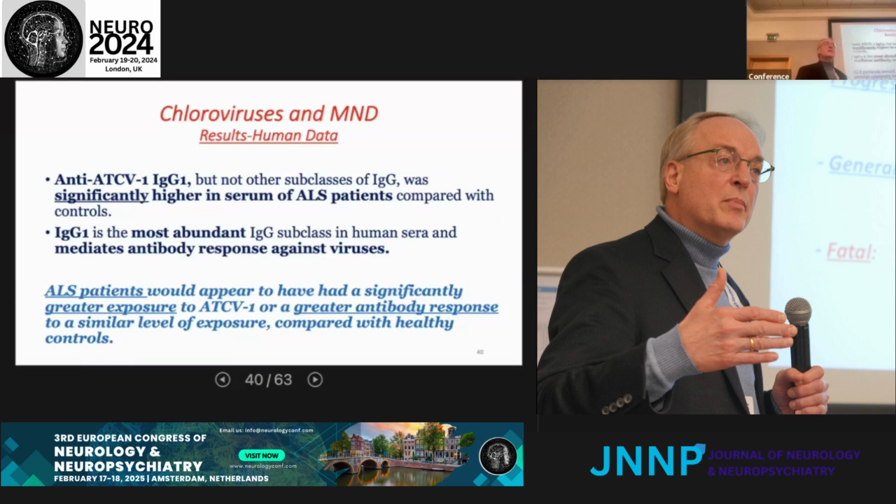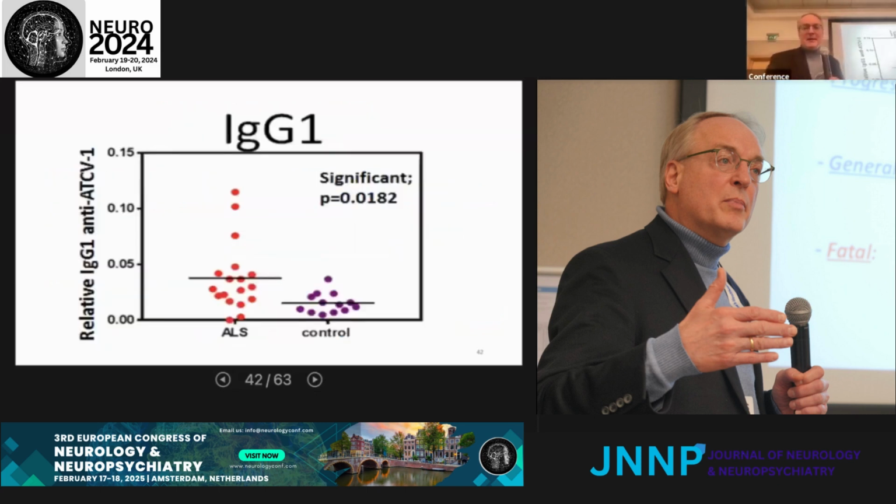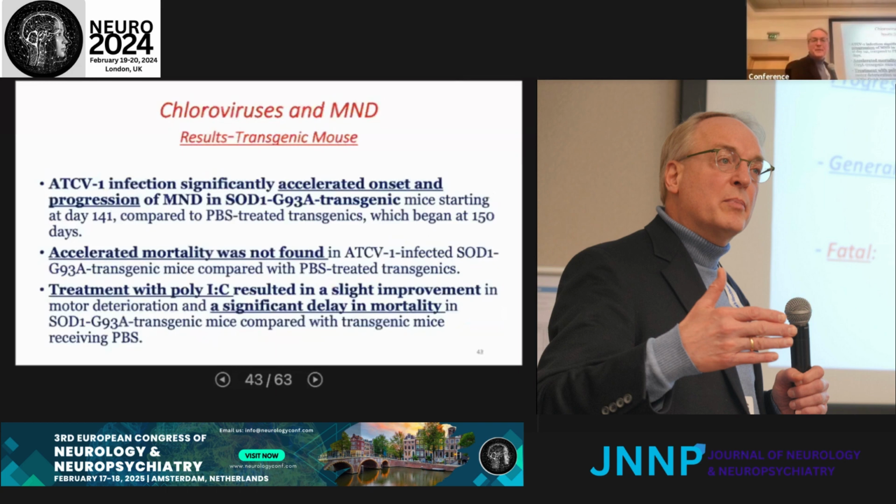But why are the ALS patients having a higher titer to this particular virus? Something that we really didn't have a great answer for. Now, IgG1 is the most abundant IgG subclass, mediating antibody response against viruses. Maybe that's why that was up. But ALS patients would appear to have had either a significantly greater exposure or a greater antibody response to the virus. And here we can see this particular difference between our control group and our ALS patients reaching significance.